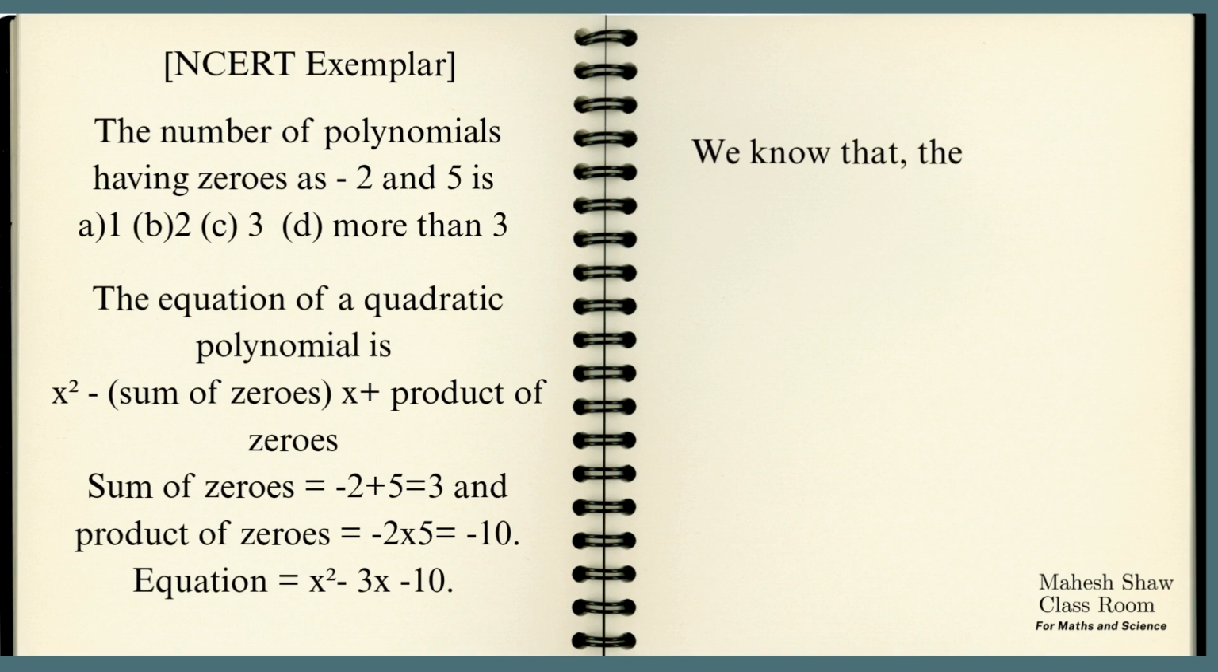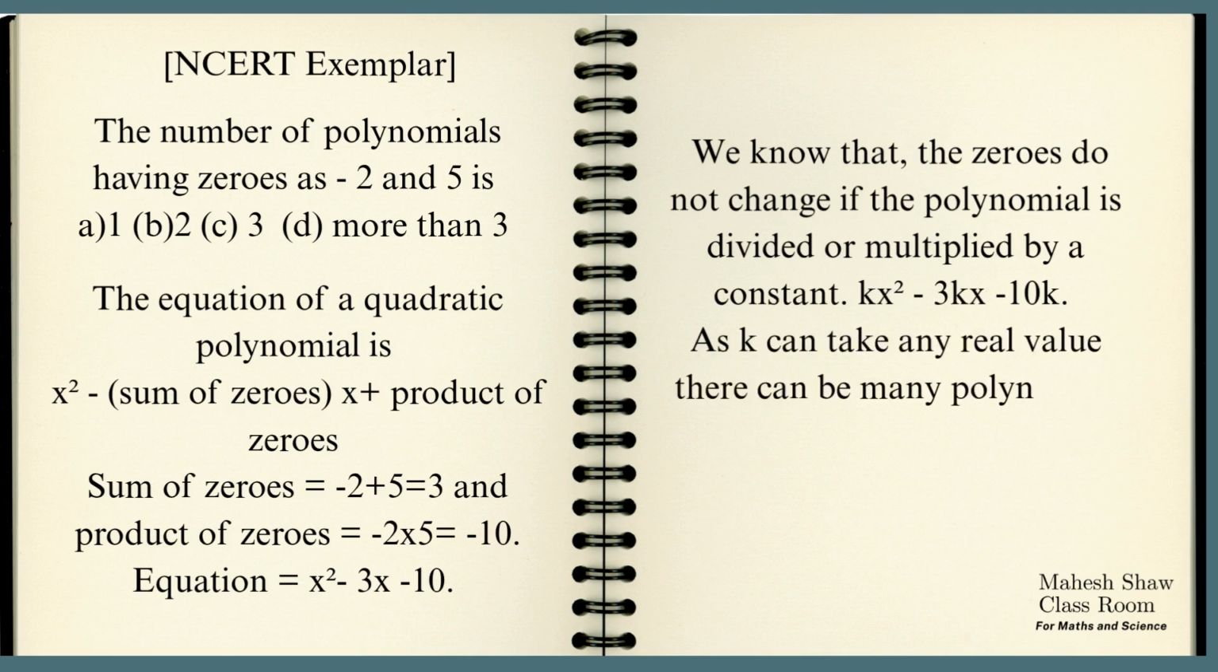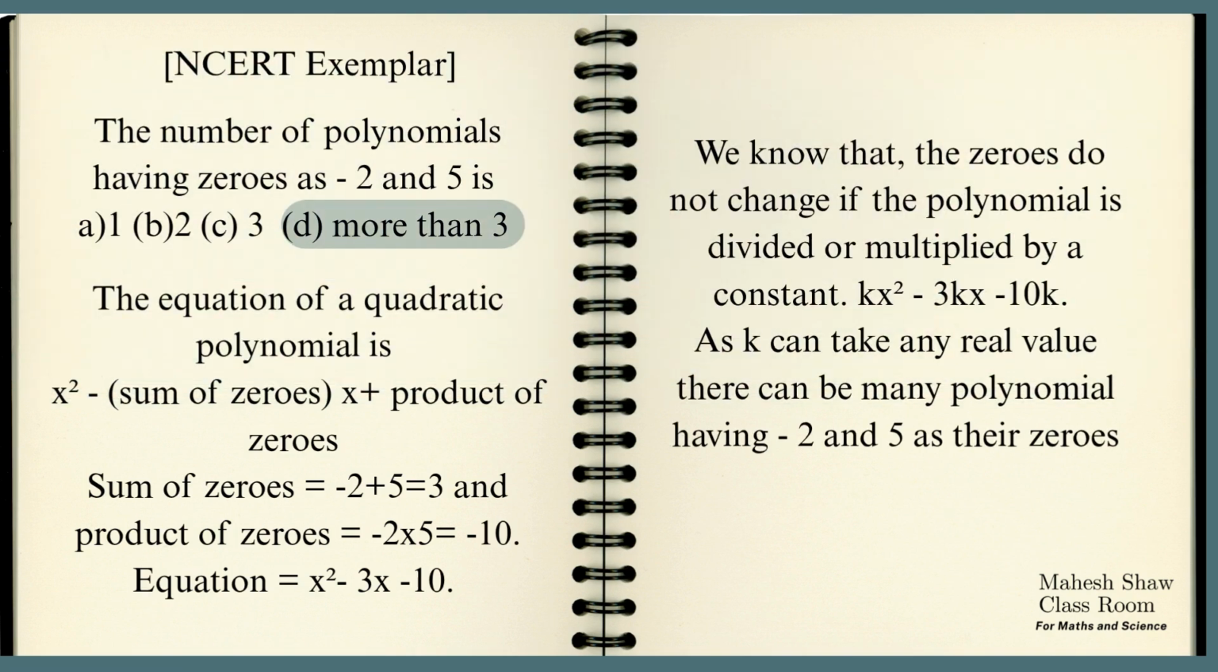We know that the zeros do not change if the polynomial is divided or multiplied by a constant. As k can take any real value, there can be many polynomials having minus 2 and 5 as zeros. So therefore D is the correct option.